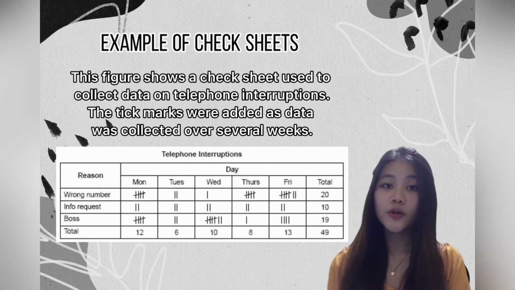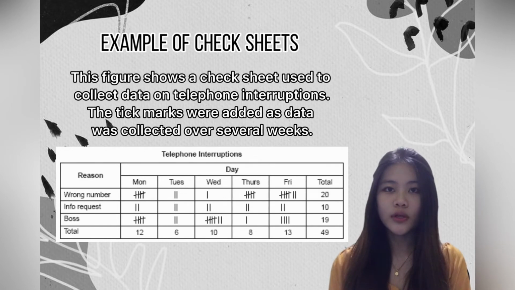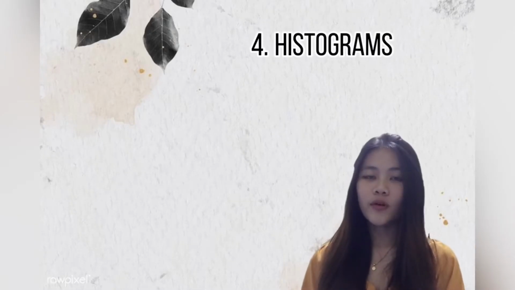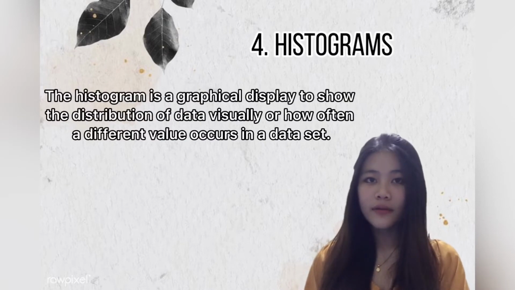And this is the figure that shows a check sheet used to collect data on telephone interruption. The tick marks were added as data was collected over several weeks. And next is histogram. The histogram is a graphical display to show the distribution of data visually, or how often a different value occurs in a data set.